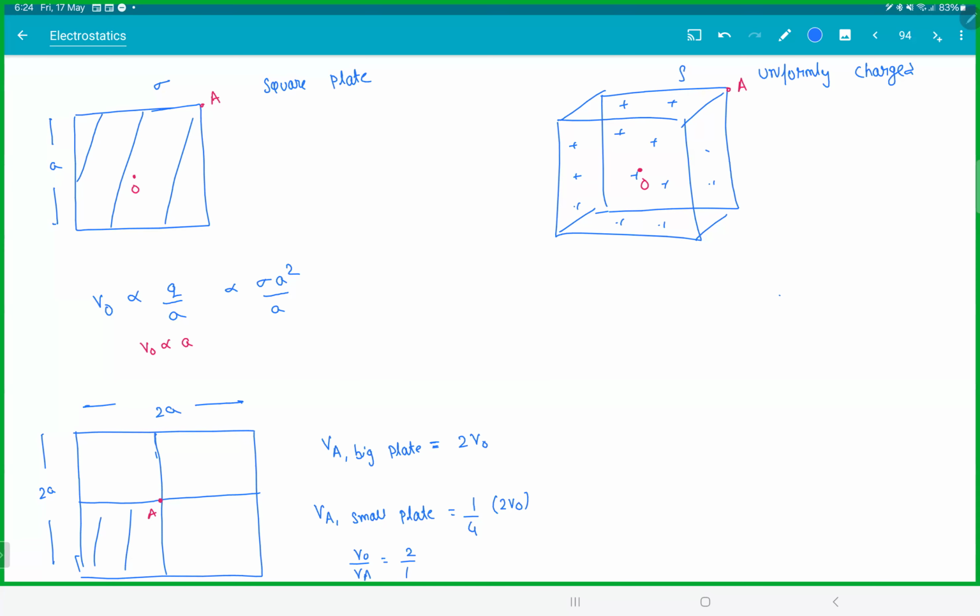Try for the cube. This is the kind of question you can expect. VA by V naught or V naught by VA? Find anything now. What difference will it make? Is that the most important one? First, deriving all this logic was important, no? Leaving all that aside, that is the most important one.